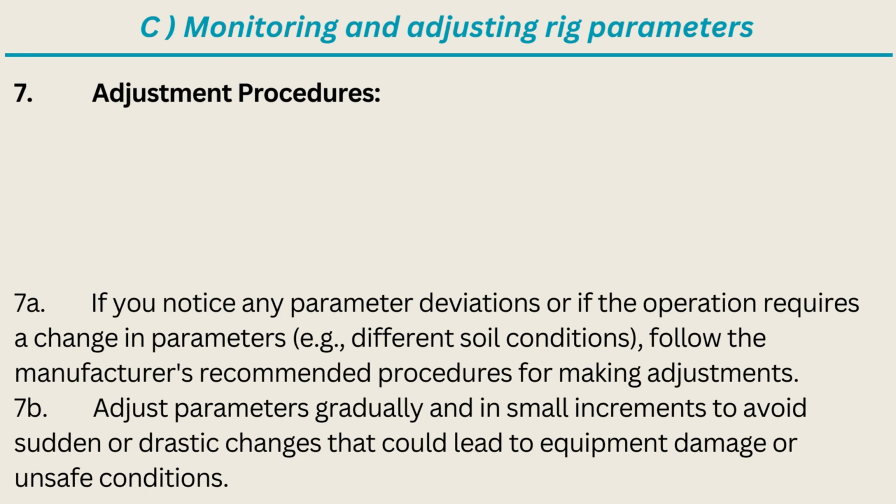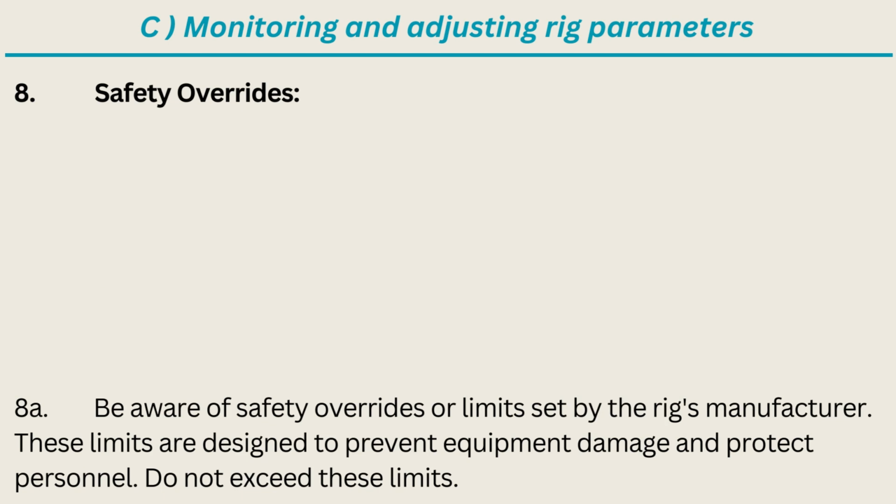7. Adjustment procedures. 7A. If you notice any parameter deviations or if the operation requires a change in parameters, for example different soil conditions, follow the manufacturer's recommended procedures for making adjustments. 7B. Adjust parameters gradually and in small increments to avoid sudden or drastic changes that could lead to equipment damage or unsafe conditions.